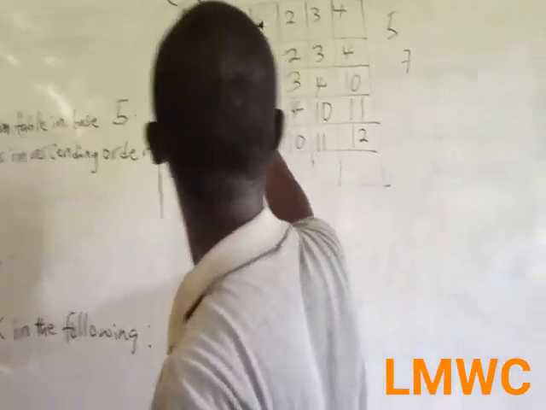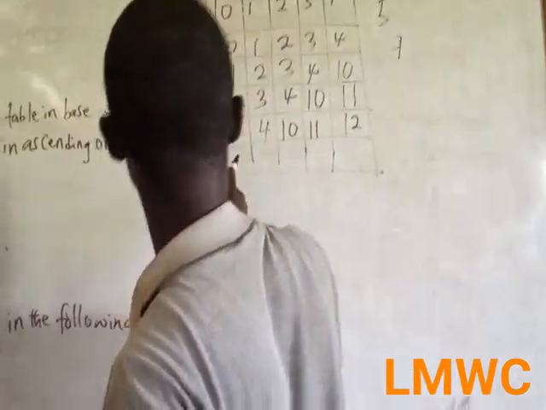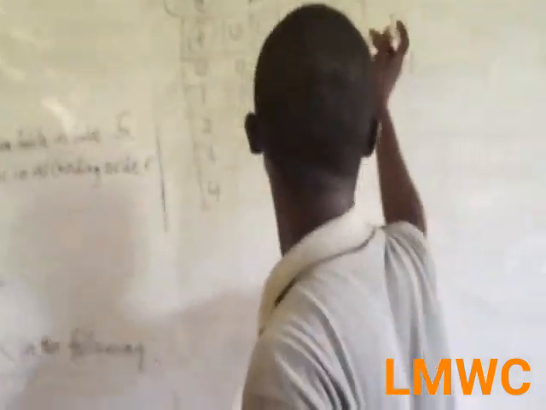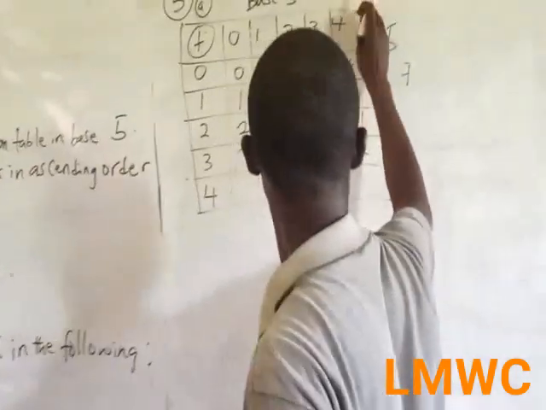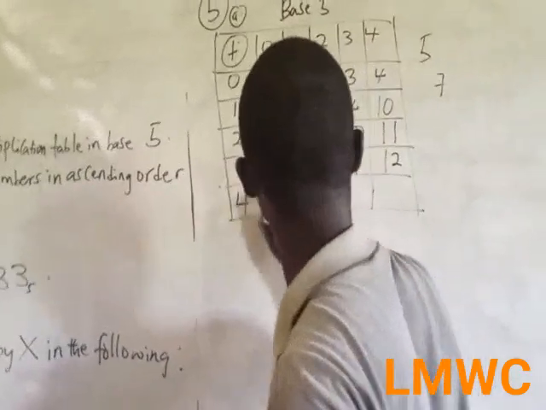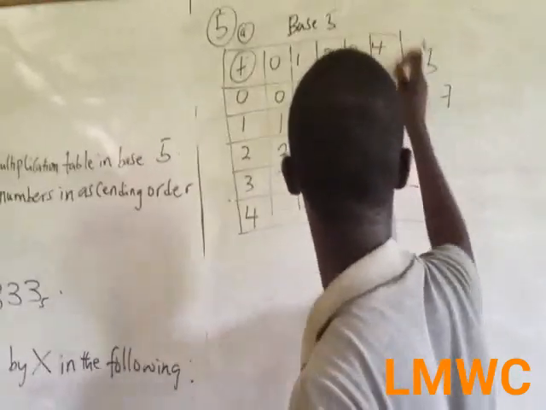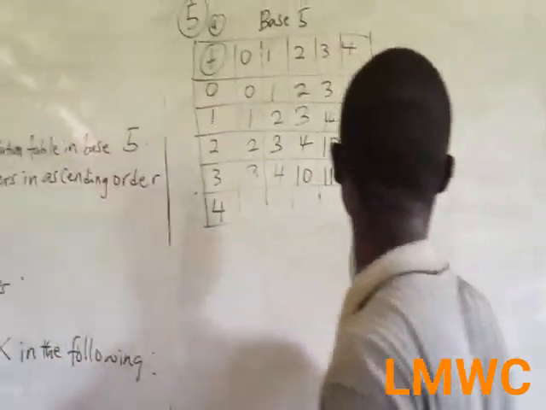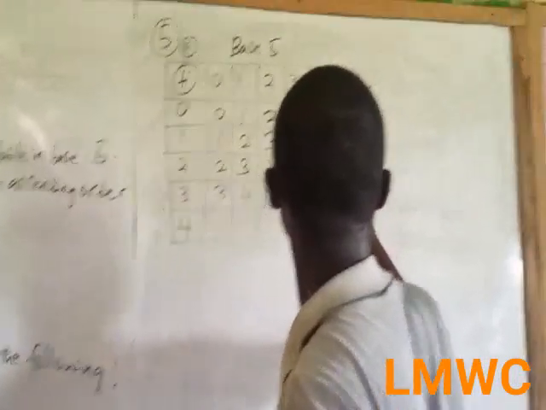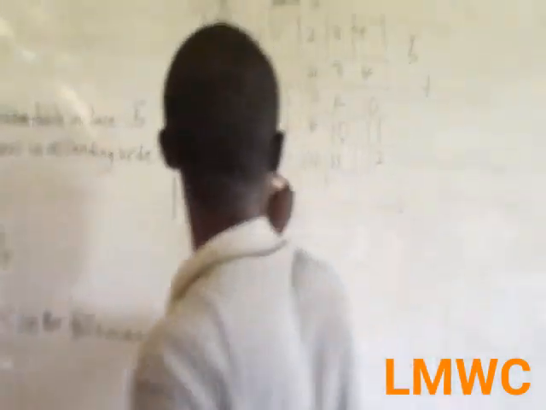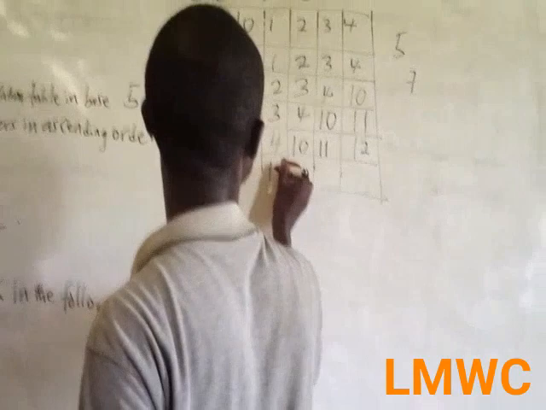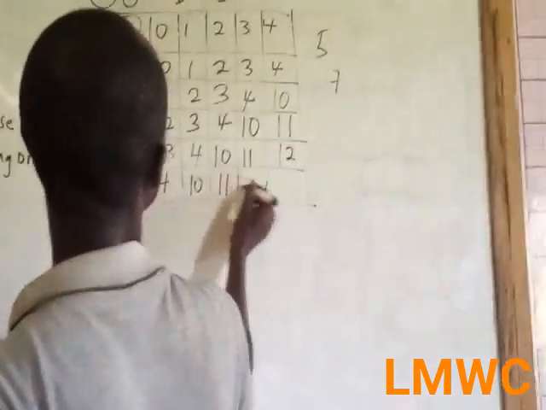So you see, this is the vertical and this is the horizontal. Always this column should be equal to this row. We have 4, 10, 11, 12. So we repeat 4, 10, 11, 12.